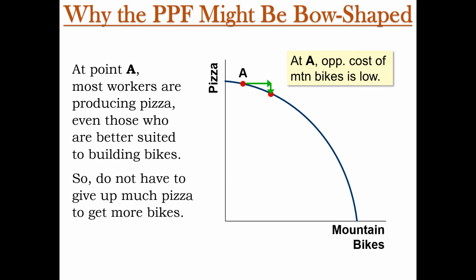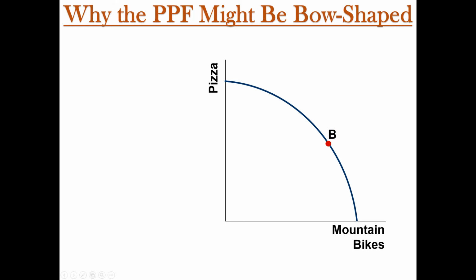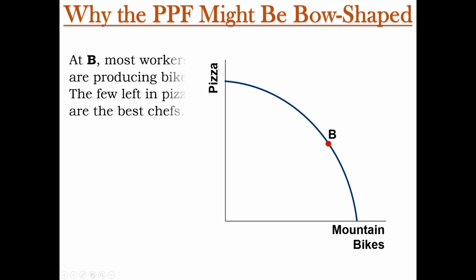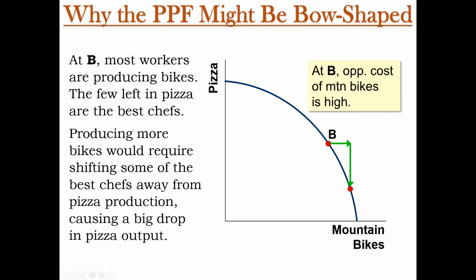Well, if we go from say point A and we shift to making more mountain bikes, who are we probably going to ask first to stop making pizzas? The people that are good at making pizzas? No, of course not. We're going to ask the people that aren't very good at making pizzas to stop making pizzas and to go ahead and start making mountain bikes. That makes the sacrifice or the opportunity cost very small initially. But as we move down the curve and it becomes steeper, okay, then if we want more mountain bikes, then we're going to have to sacrifice comparatively more pizzas as we move down the curve, just like we saw before.